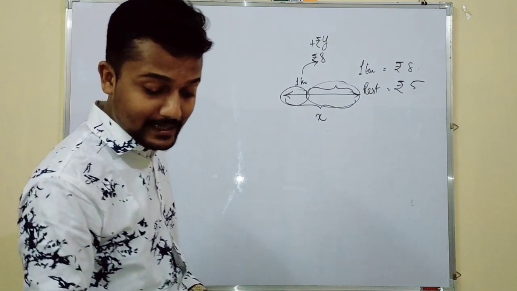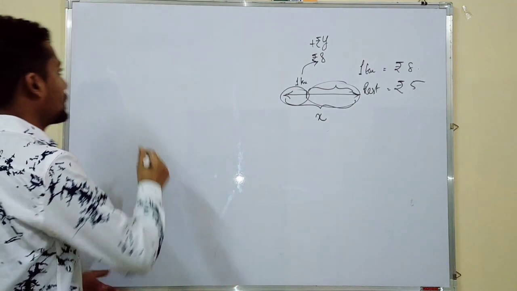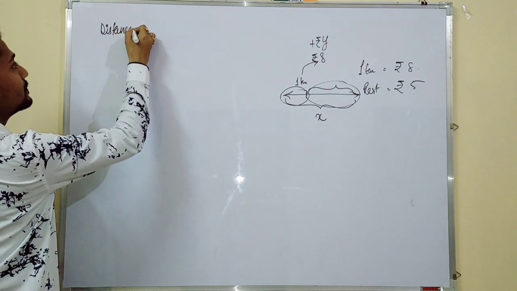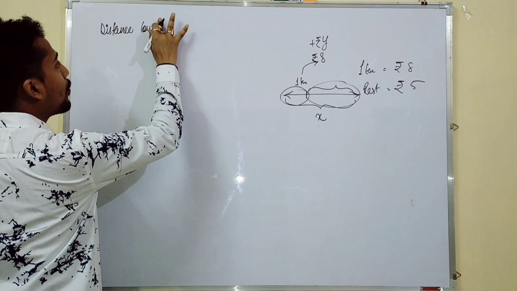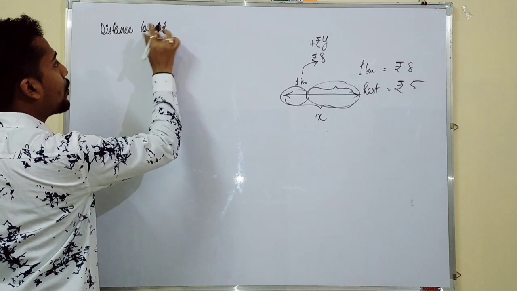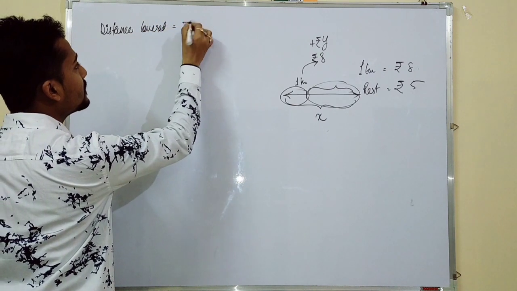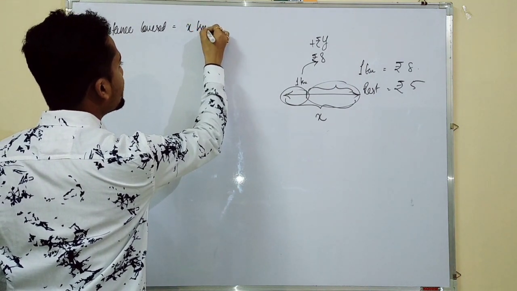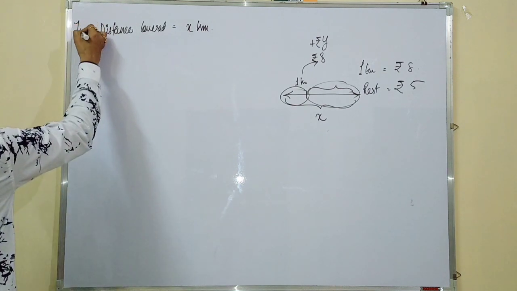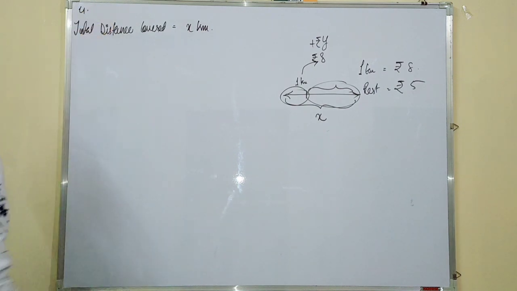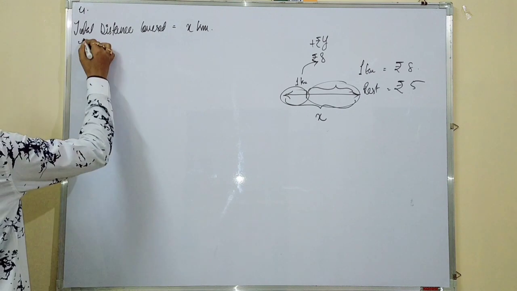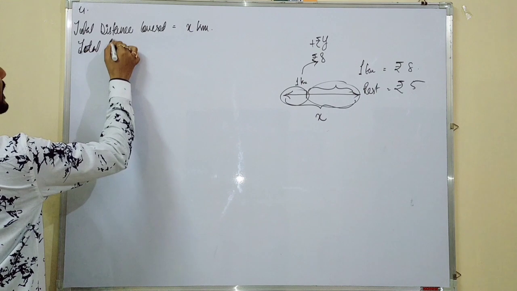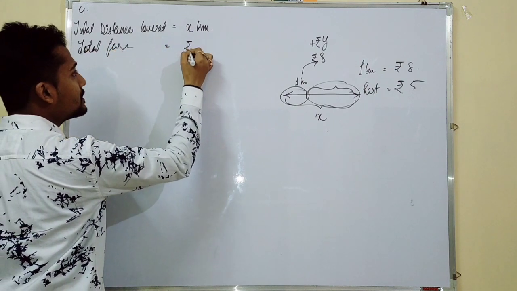It is said that distance covered is x. Distance covered is equal to x kilometer. Total distance covered, isn't it? This is question number 4. Total fare is how much? Total fare is equal to rupees y.